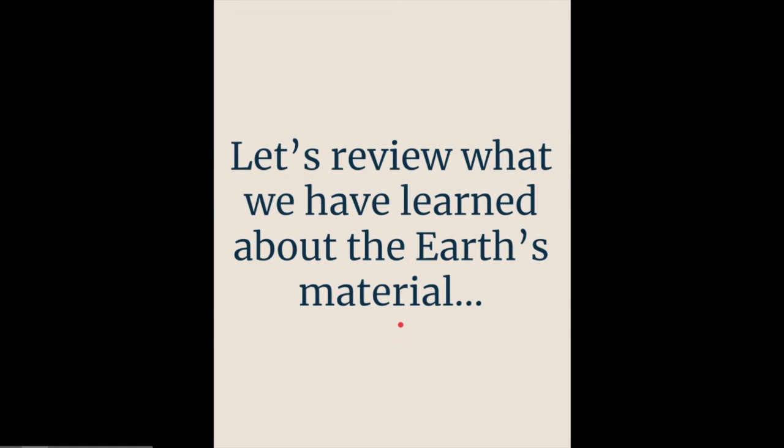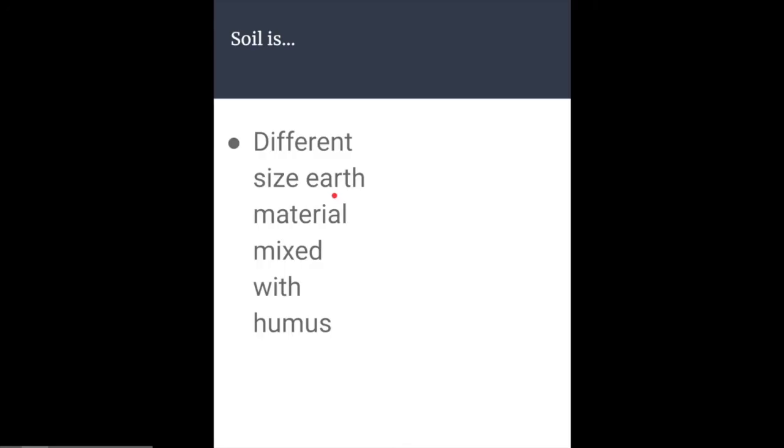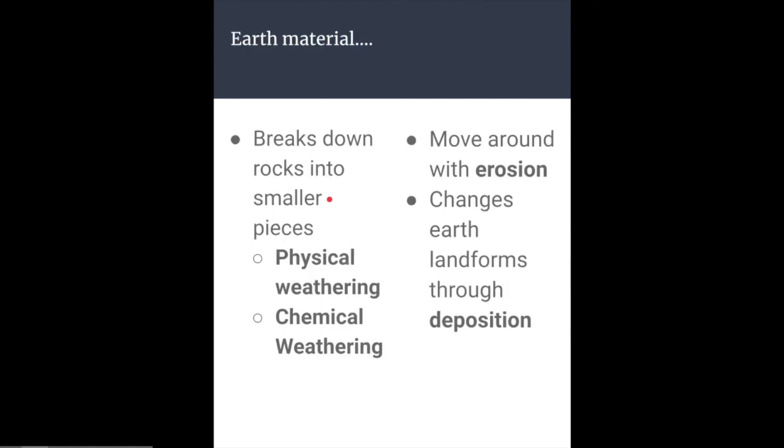We have been observing and analyzing different Earth material for a couple of months now in science. So let's review. We learned about soil, which is different size earth material that is mixed up with humus. This earth material we learned can be broken down into smaller pieces by physical weathering and chemical weathering.